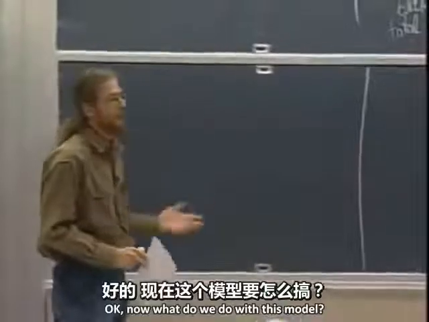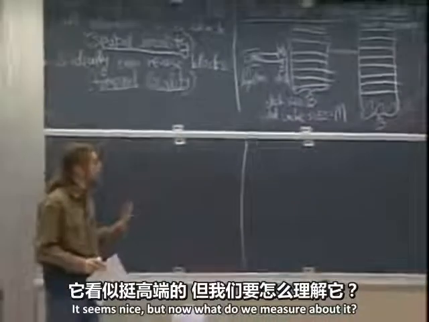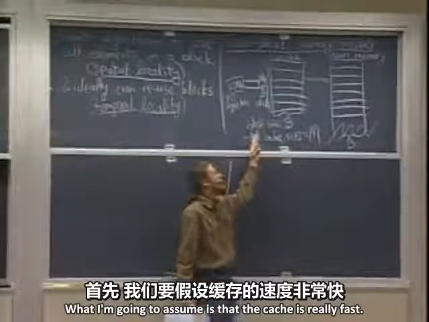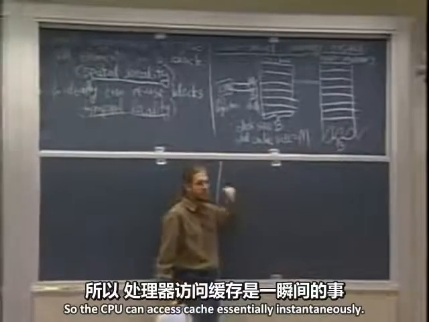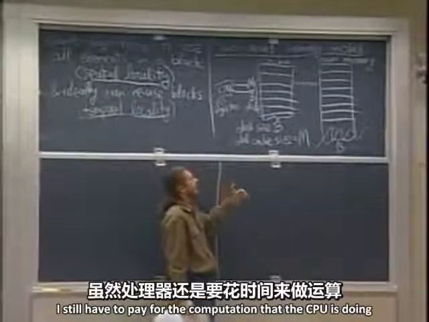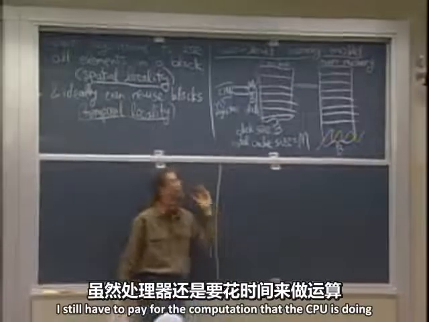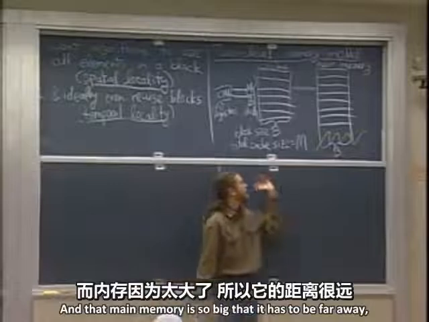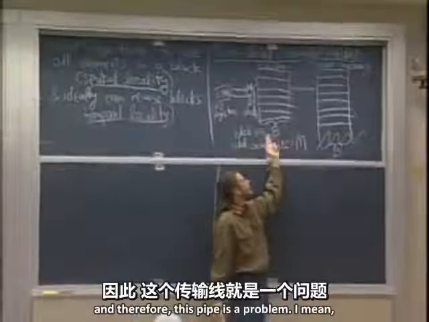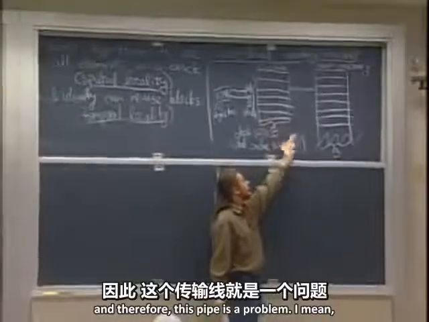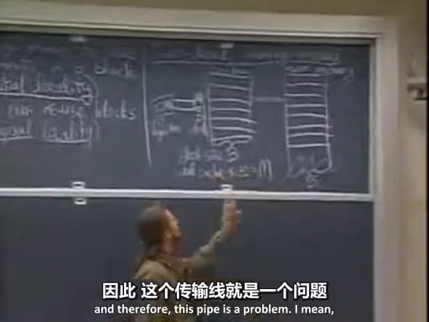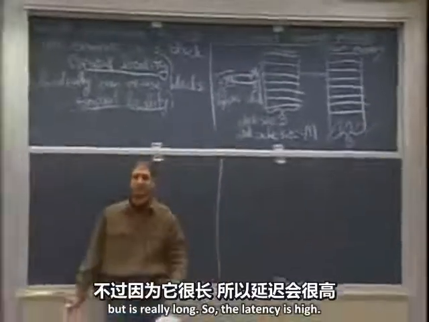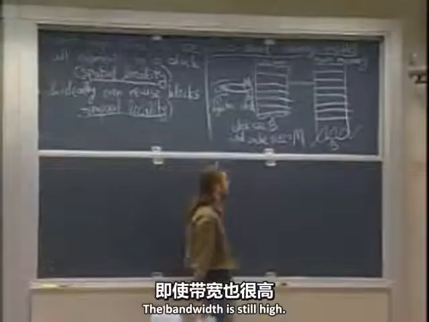Okay, now what do we do with this model? Seems nice, but now what do we measure about it? What I'm going to assume is that the cache is really fast. So CPU can access cache essentially instantaneously. I still have to pay for the computation that the CPU is doing, but I'm assuming cache is close enough I don't care. And then main memory is so big that it has to be far away, and therefore this pipe is a problem. I mean, what I should really draw is that pipe is still thick, but is really long. So the latency is high. The bandwidth is still high.